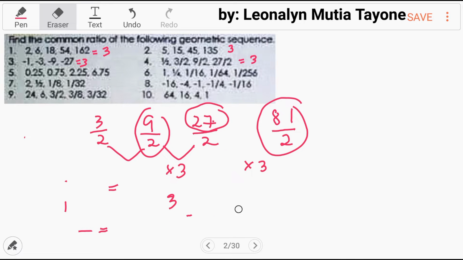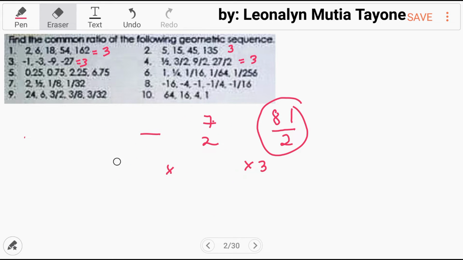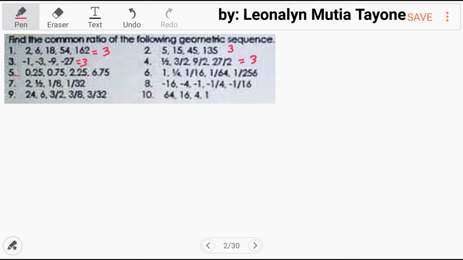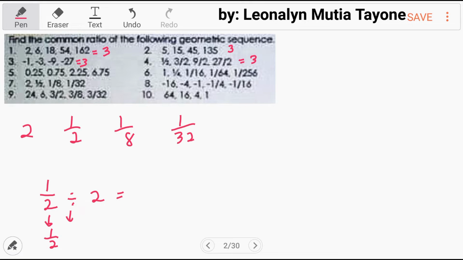Next, laktawan natin itong iba kasi halos puro 3 na lang ang common ratio dito. So, dito na tayo sa number 7. Diretso tayo sa number 7. This is 2, 1/2, 1/8, 1 over 32. Common ratio, 1/2 divided by 2. Para klaro lang sa inyo, isa-isahin natin, kopyahin si 1/2. Ang division maging multiplication, reciprocal ni 2 ay 1/2. So, that is equals to 1/4. Therefore, ang common ratio dito sa number 7 ay 1/4.